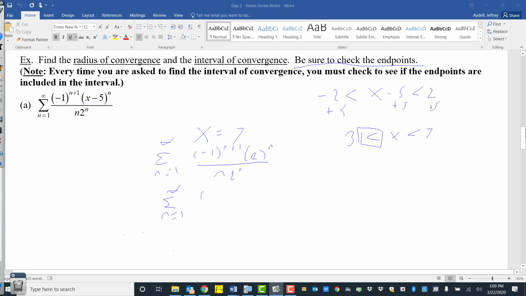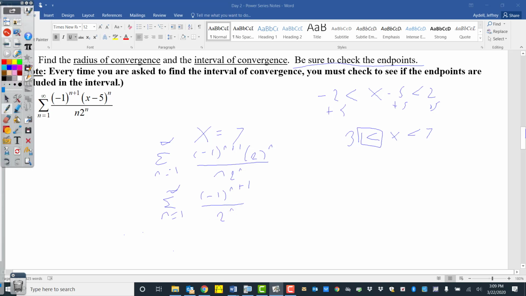of negative 1 to the n plus 1 over 2 to the n. Or sorry, not 2 to the n. We just canceled out that 2 to the n, and we should be left with just n.